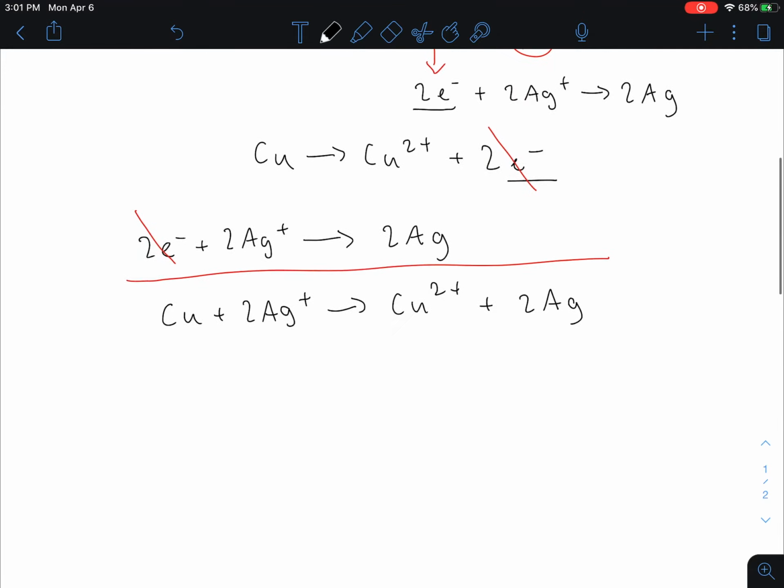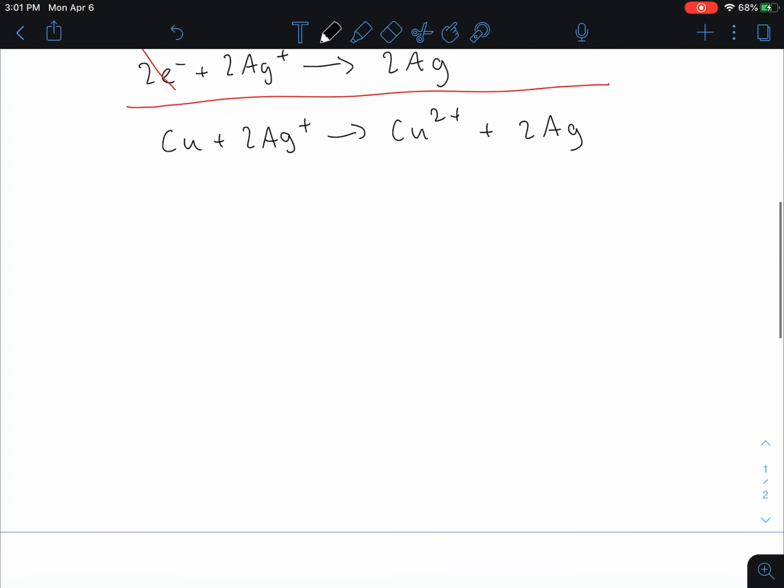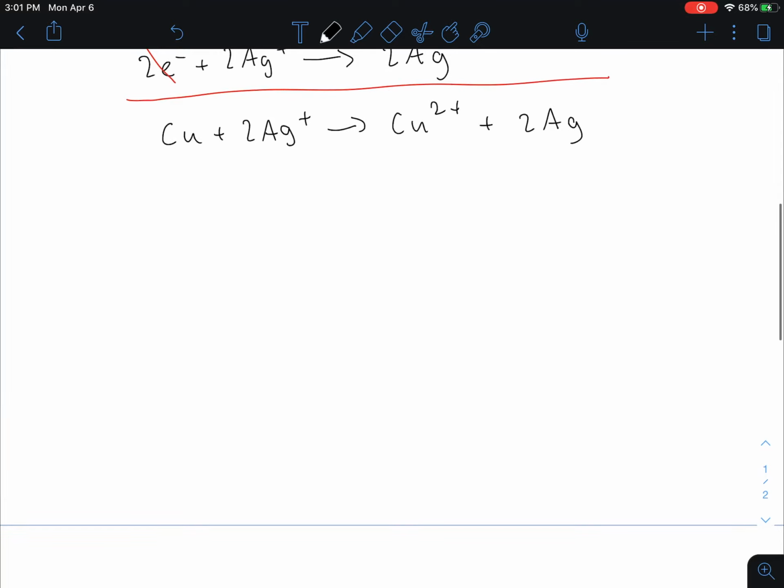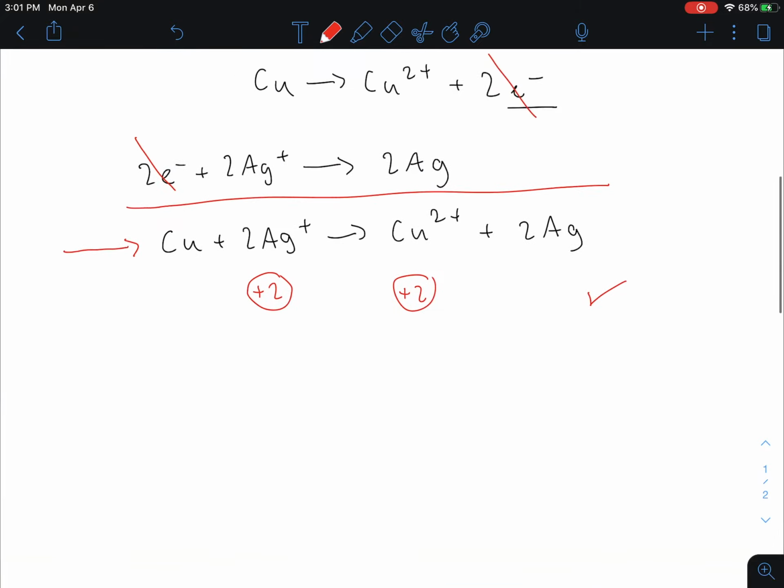So we want to check two things, the atom count on both sides, as well as the charge on both sides. So the atom count looks good, right? It's 1 copper, 2 silvers, 2 silvers. For the charge, I've got +2 on the left side, right? There's 2 silvers, each one is +1. And I've got +2 on the right side from the copper 2 plus. So everything works out, and then this is my balanced equation.